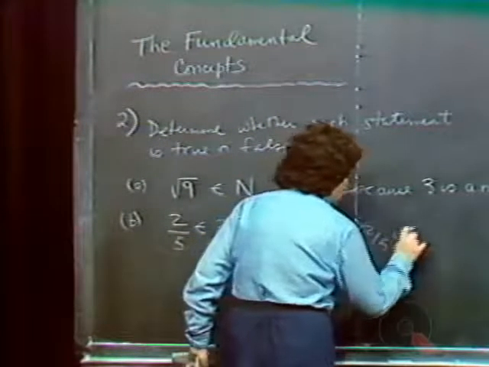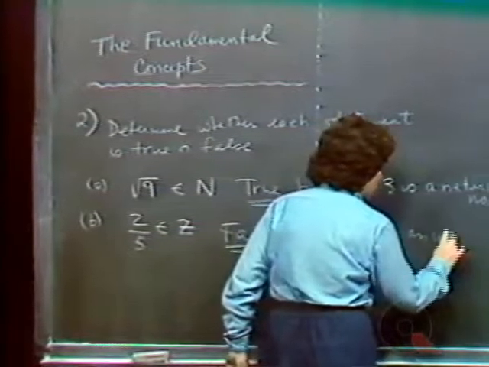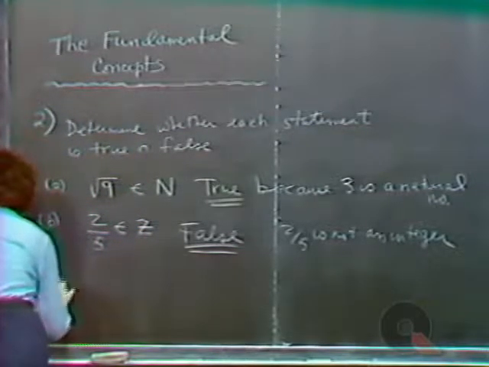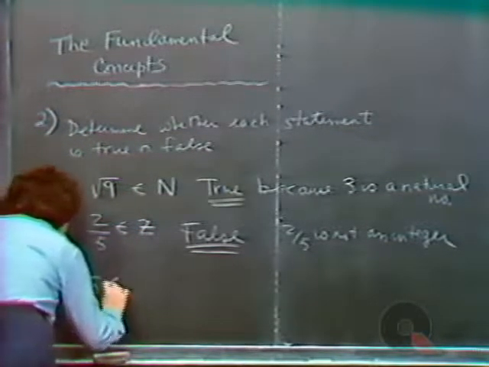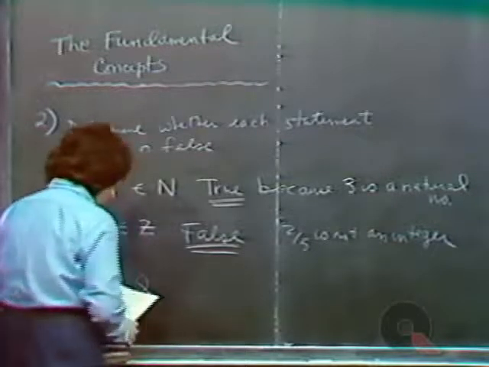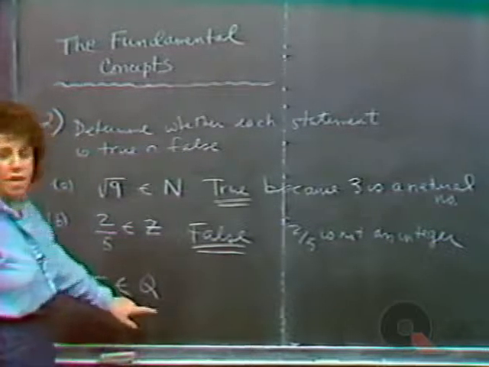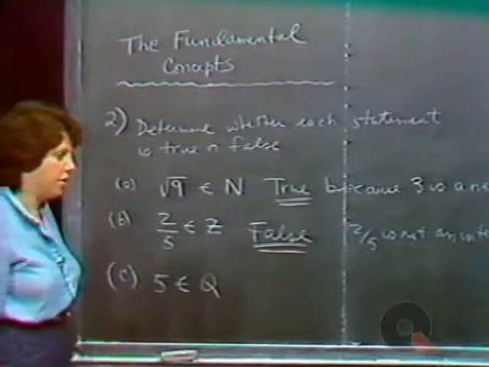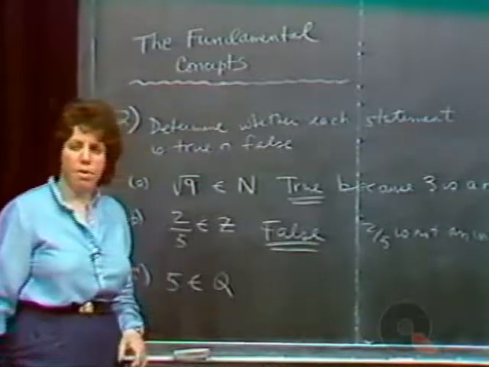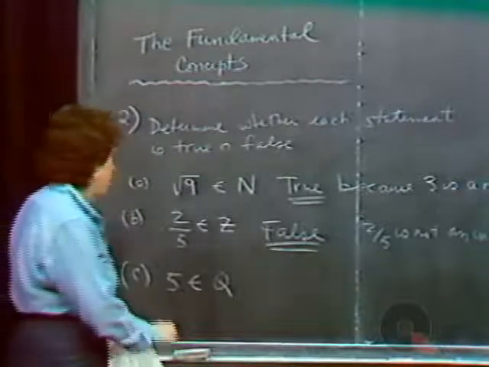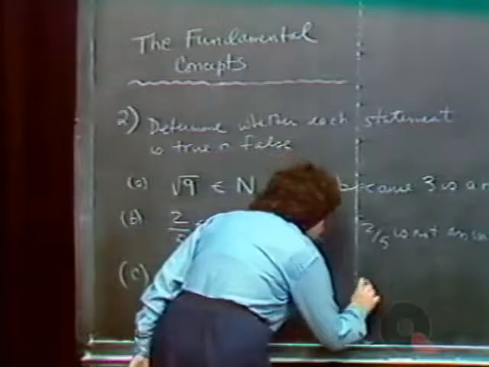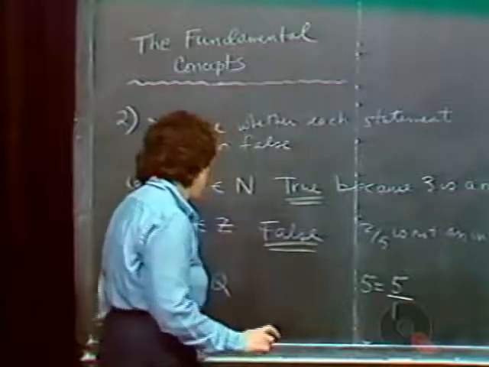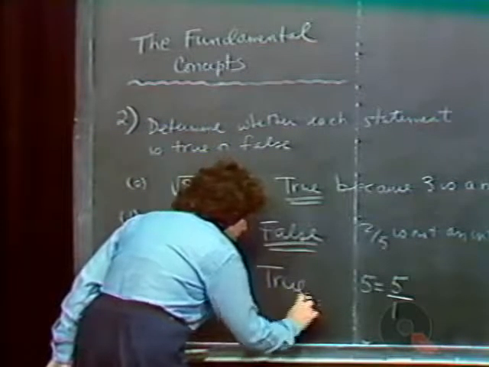2/5 is not an integer. And the last statement, 5 is an element of set Q. Q represents the set of rational numbers. Is 5 a rational number? A rational number is a number that can be expressed as the quotient of two integers. 5 can be written as 5 over 1, the quotient of two integers, and therefore this statement is true.